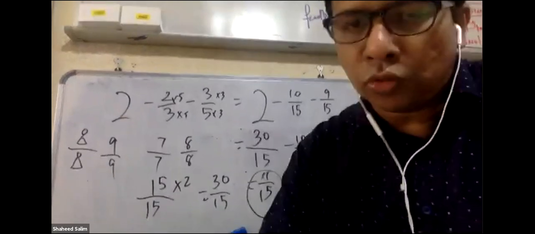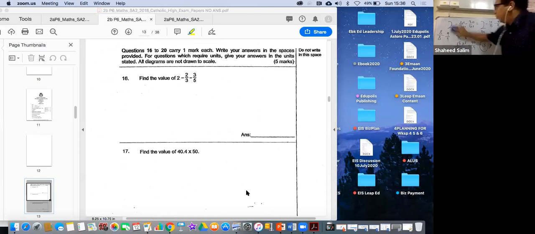Okay, we move on to the next one. The next one, work out what's the answer. 40.4 times 50.